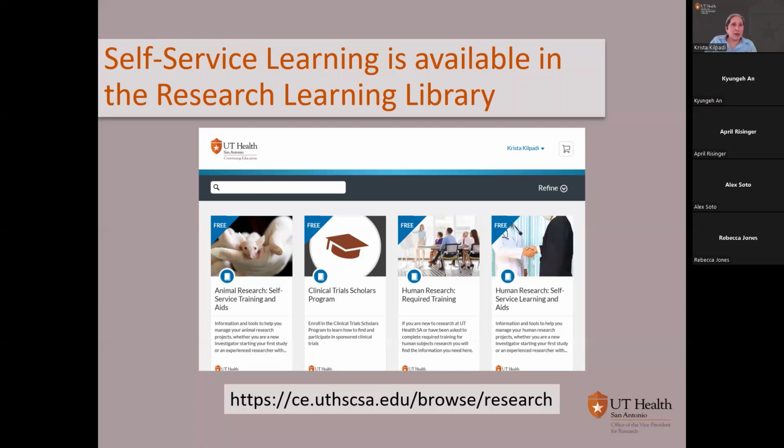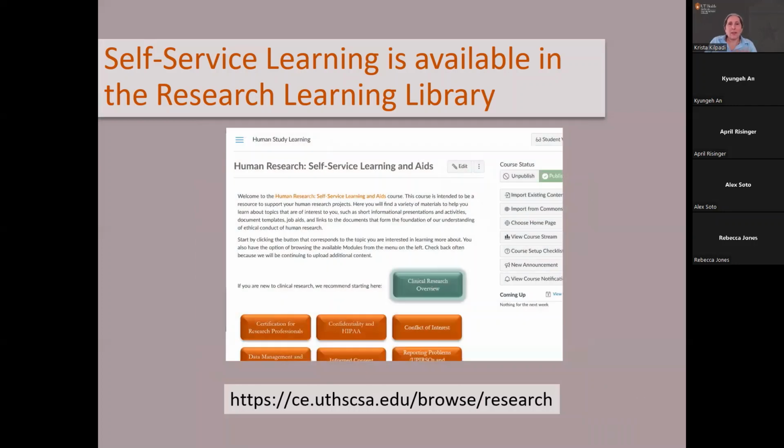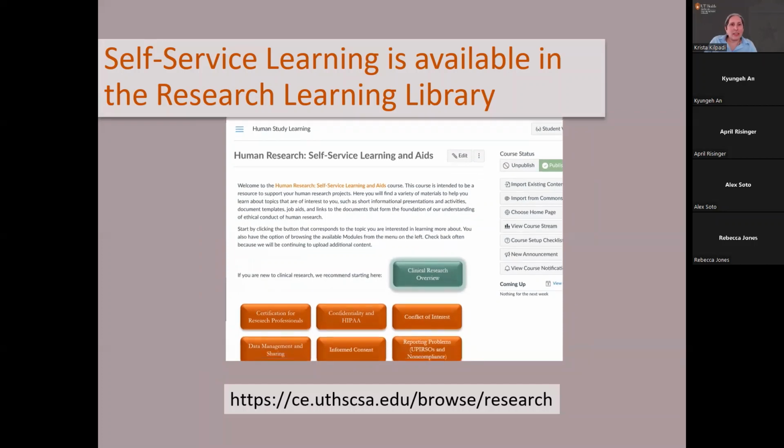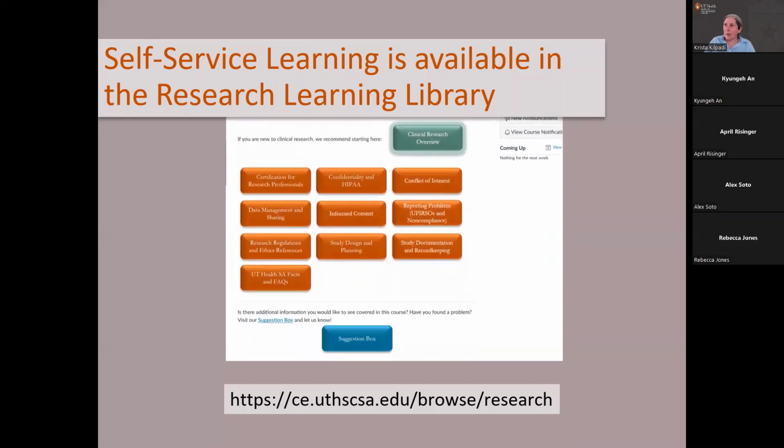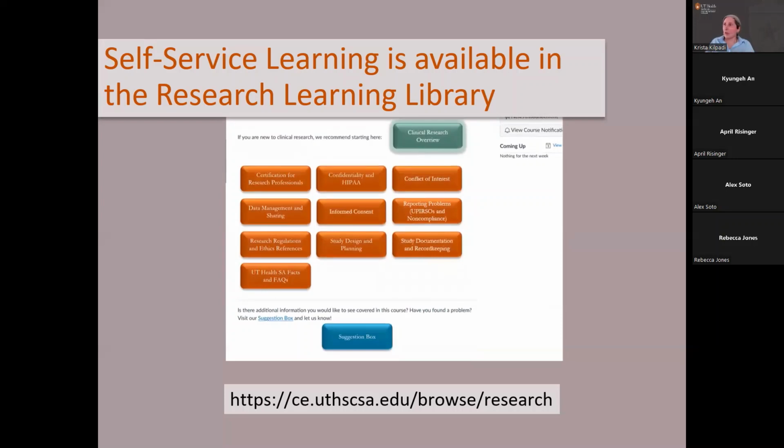So basically what you do is you can come to this address for the Research Learning Library. You click on this self-service learning and aids tab, and once you're logged into Canvas, you will see this page, and it's got all of these wonderful buttons on here with different topics that you can learn about. This is what we've got up here right now. We've got everything from becoming a certified clinical research professional, some HIPAA things, some informed consent things, a lot of useful things.